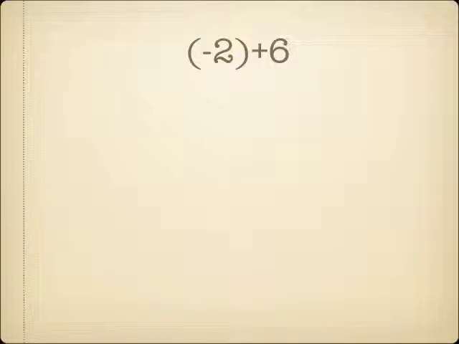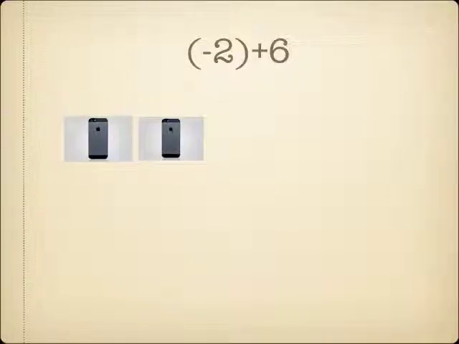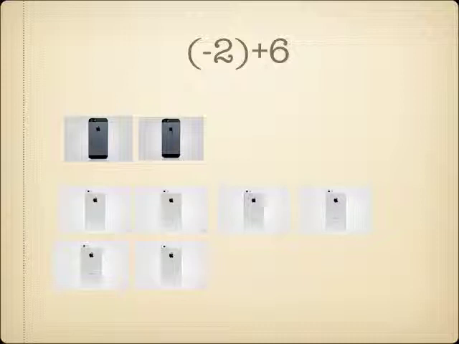Our next question is -2 plus 6. So we're going to start with 2 black iPhones, which mean -2. Then on the bottom, we're going to be putting 6 white iPhones, which represent +6. So now this is basically a subtraction problem because the answer is going to be a positive.